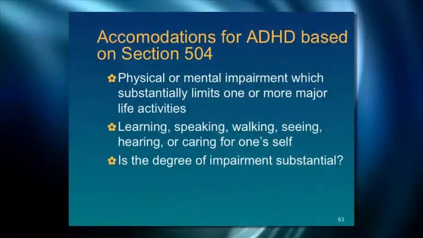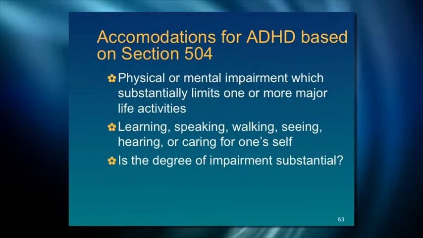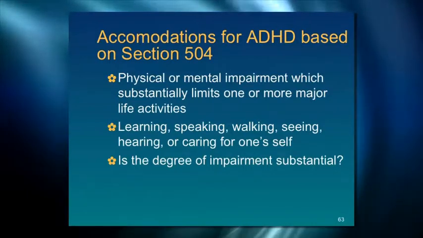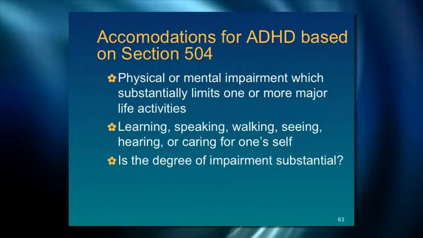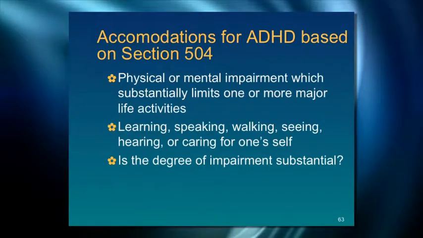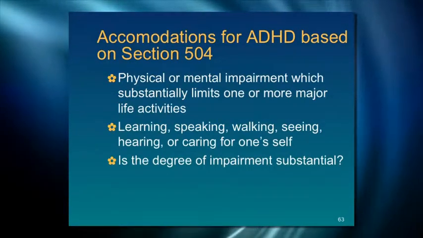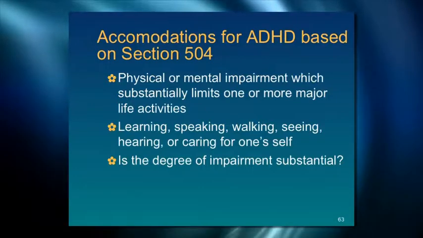Now, switching gears, out of special ed, looking at accommodations in the context of the Civil Rights Code, Section 504. What are the criteria that have to be met? They're looser, okay? They're looser. First, does the student have a physical or mental impairment that substantially limits one or more major life activities?